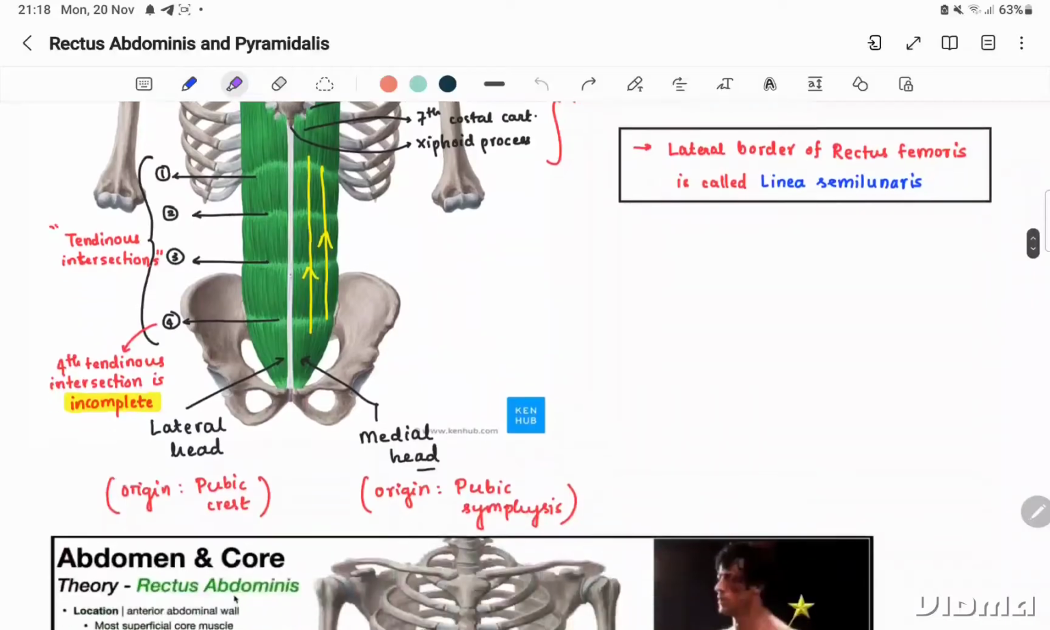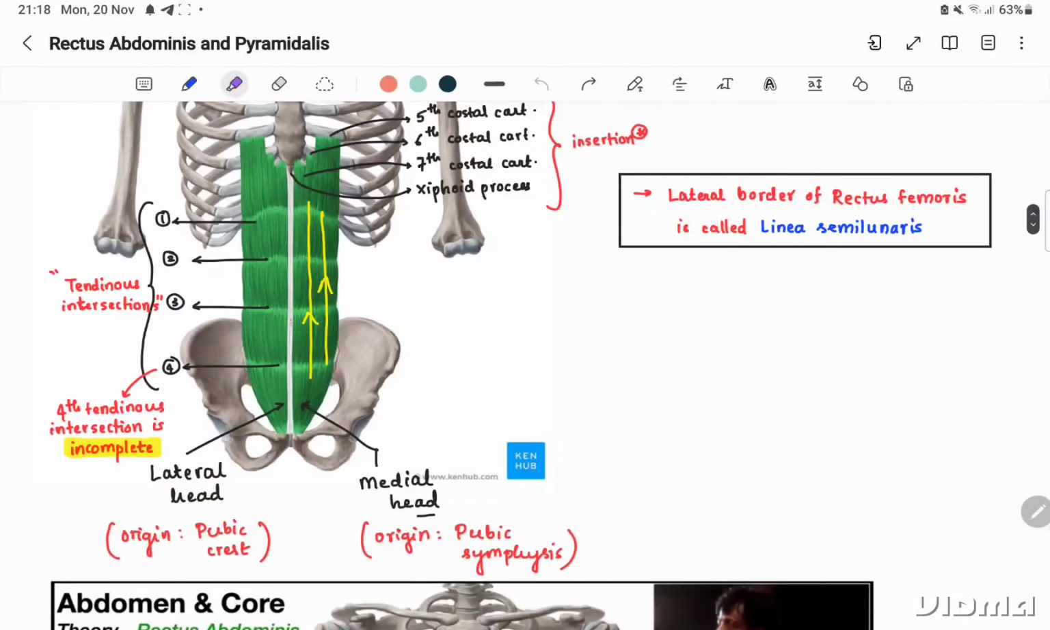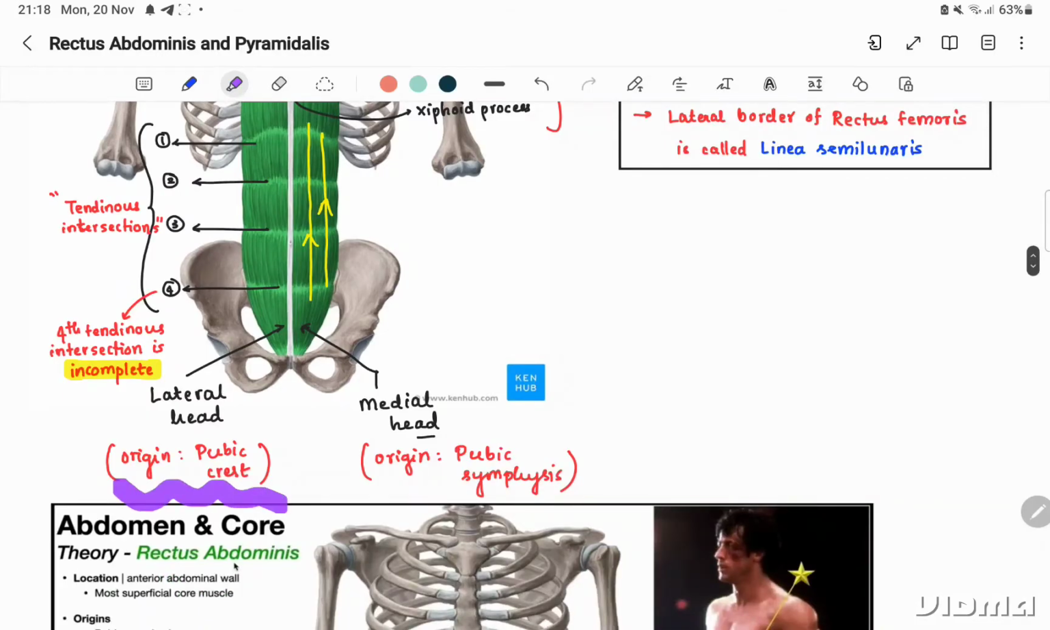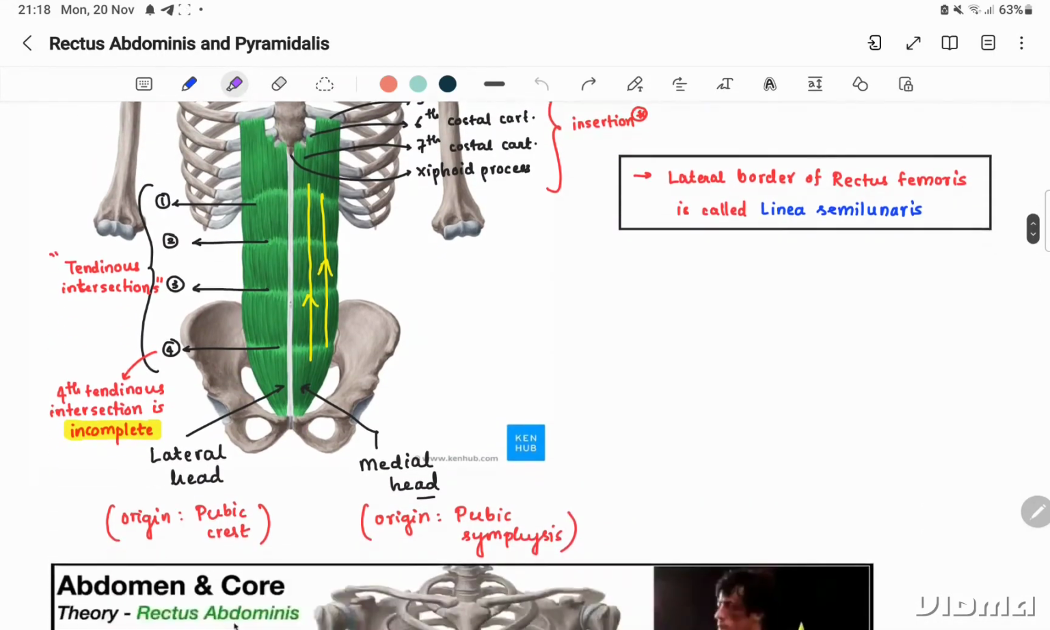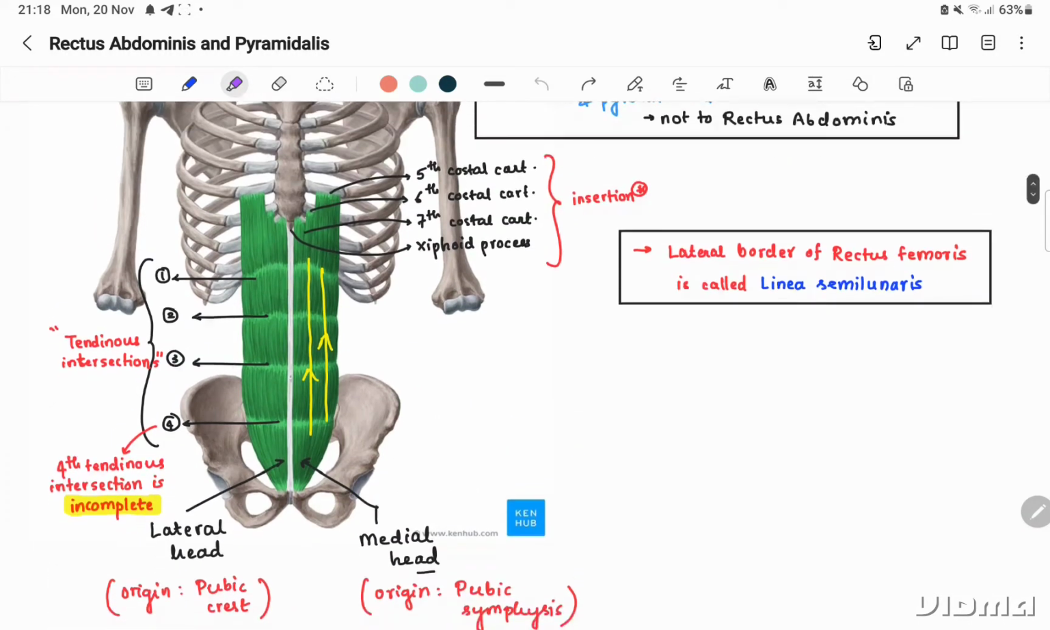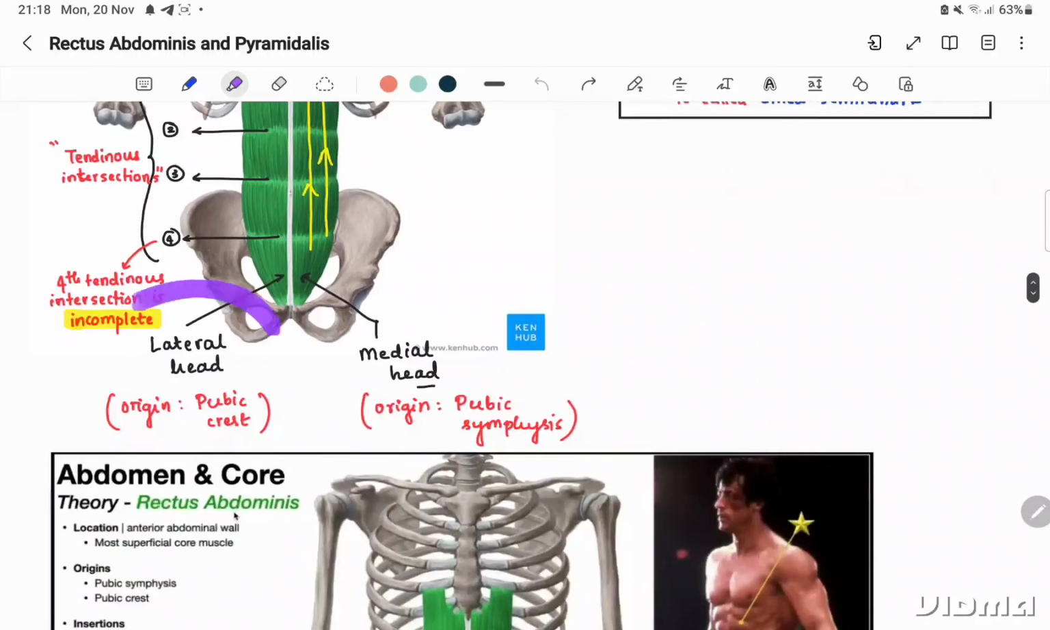Okay. So what is the origin of this rectus abdominis? It originates from the pubic crest. It has a lateral head which originates from the pubic crest, and the medial head originates more or less from the pubic symphysis. Okay, so origin is very easy. Lateral head from pubic crest and the medial head from pubic symphysis.